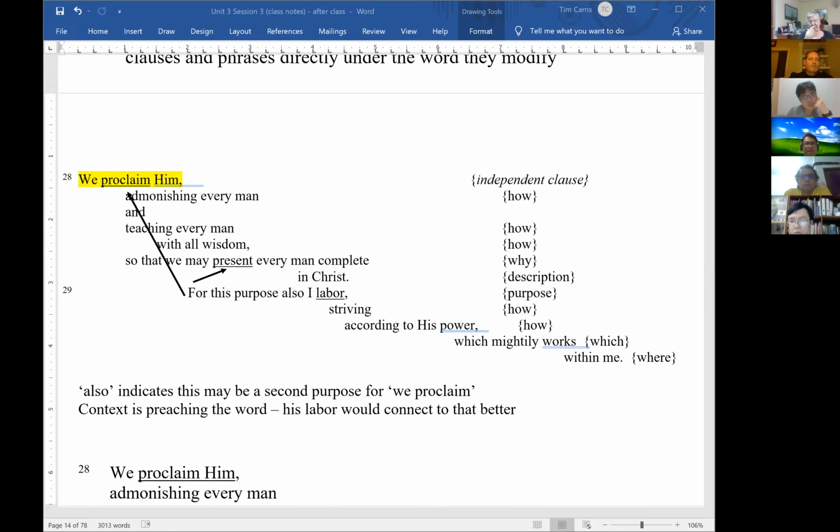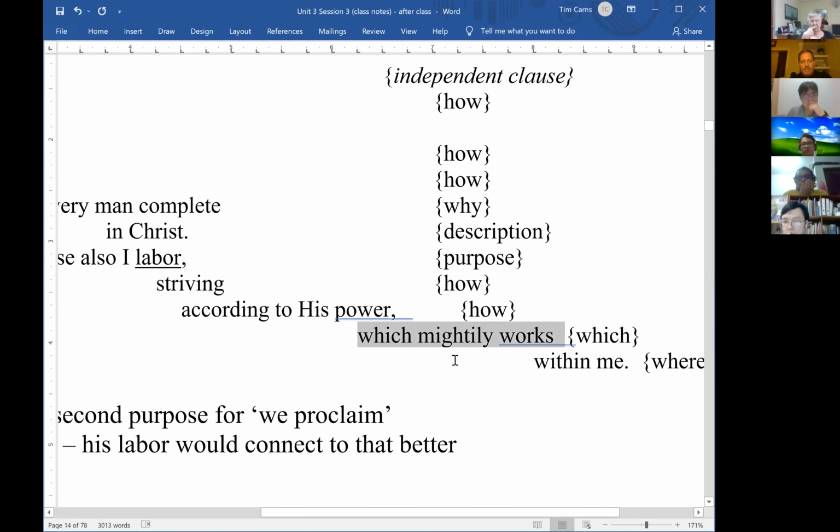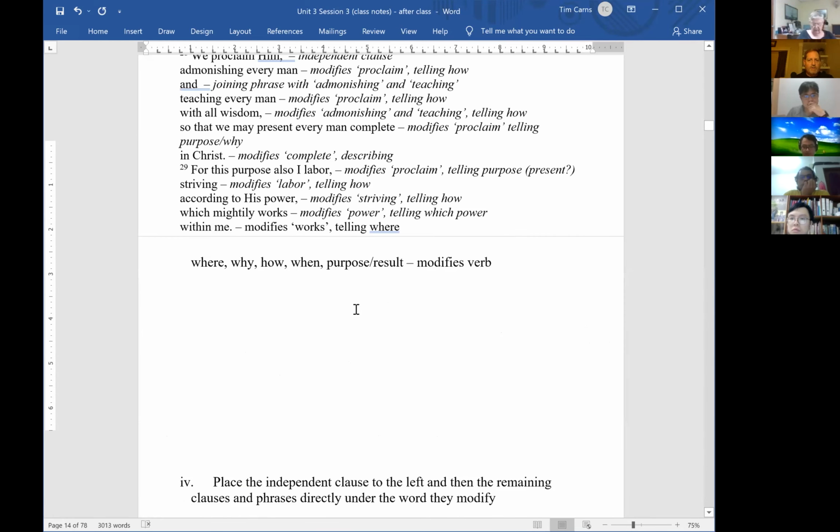All right. So back to the step before. So which mightily works is actually, is it a dependent clause and not a phrase, right? Yes. Good point. You're right. So which mightily works is a clause because we have the verb works and then the subject is which.